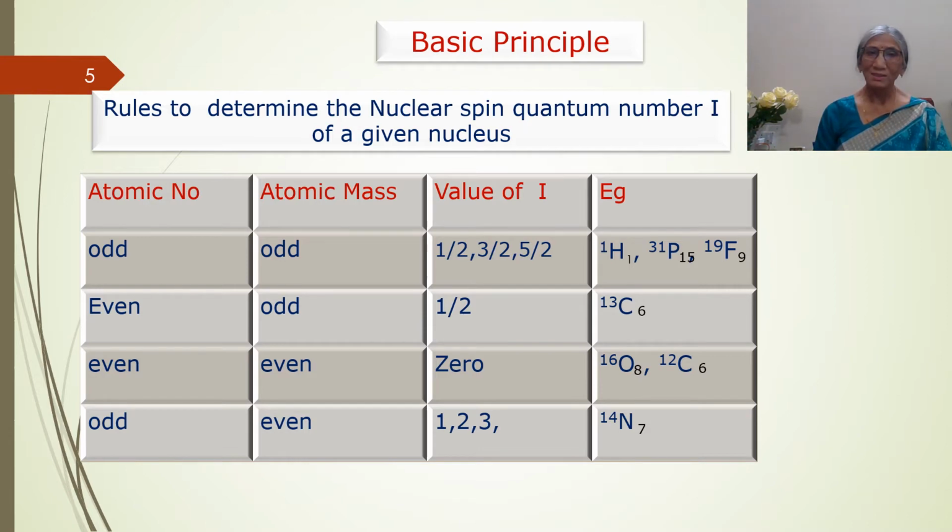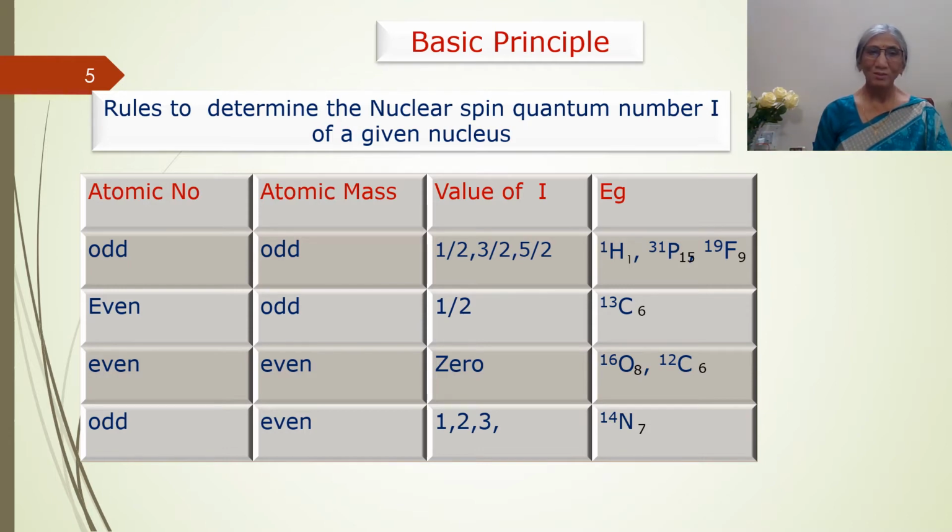When atomic number is even and atomic mass is odd, then the value of nuclear spin quantum number is half integer. Example is carbon-13. When atomic number is even and atomic mass is even, then the value of nuclear spin quantum number is 0. Examples are oxygen-16 and carbon-12.